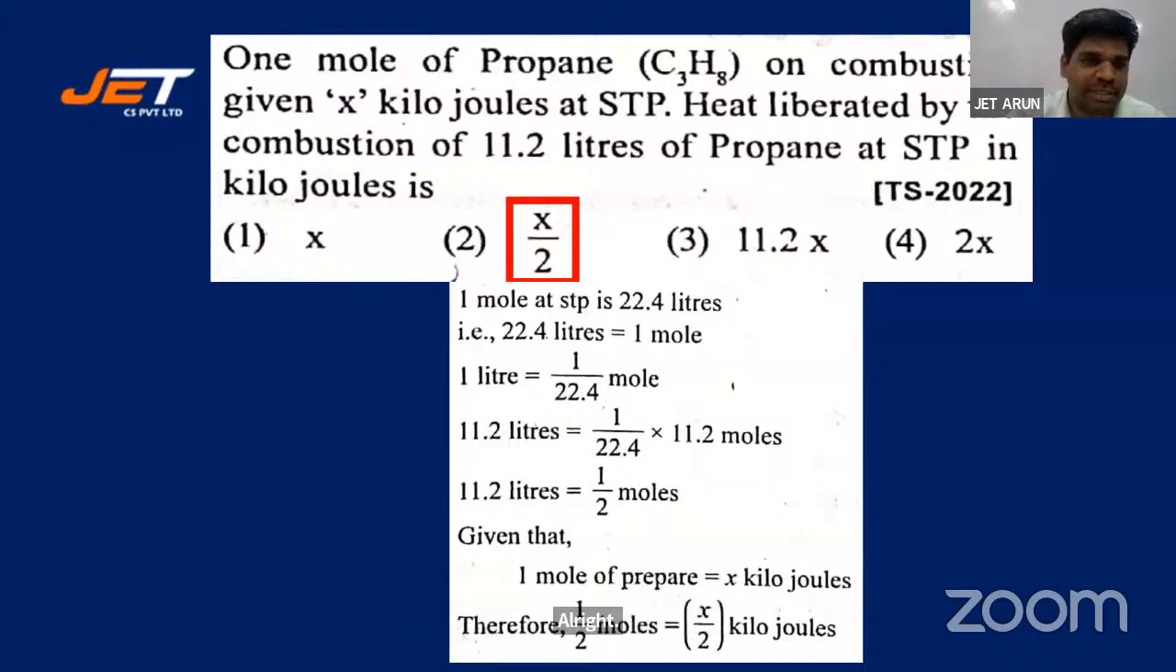All right. So here it is. See, 1 mole at STP, it is 22.4 liters. But he's asking heat liberated for 11.2 liters. So it is half the amount. So half the number of moles. So 1 mole of propane is giving you x joules. So half moles will give you x by 2 joules. 1 mole x joules, half mole x by 2 joules. All right, let's go for the next one.